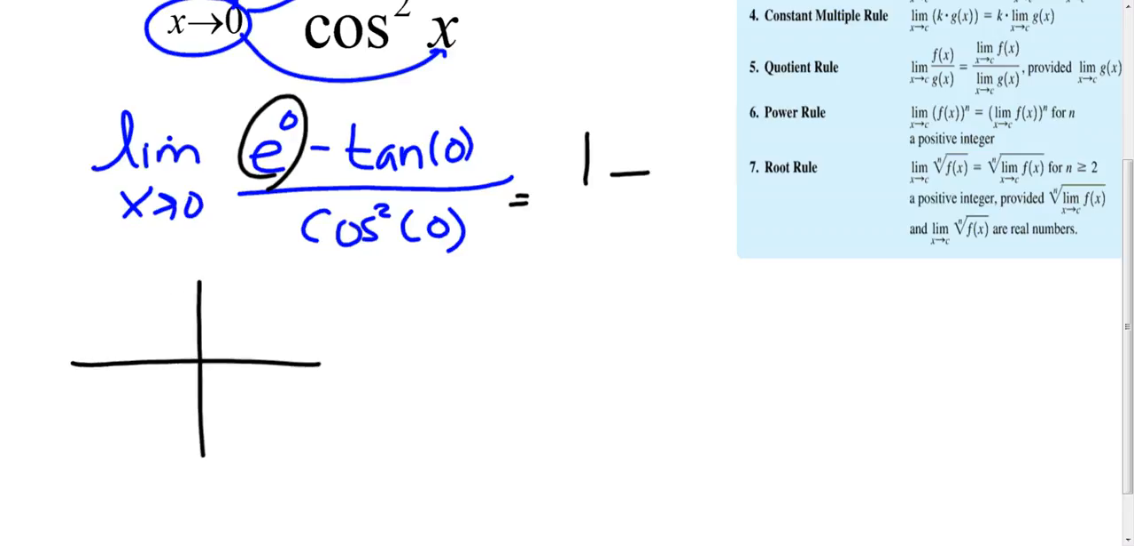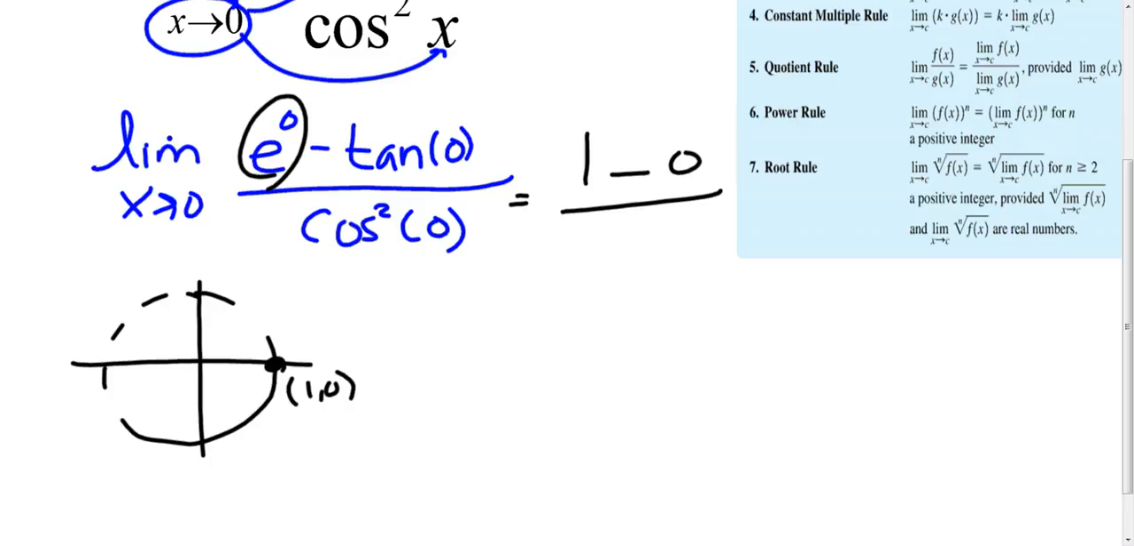Let's think about our unit circle again. Here's where the 0 is again. Your coordinate is at 1, 0. Here we go. Tangent is y over x. So 0 over 1 at 0 degrees is 0. Cosine at 0 is your x value. Your x value is 1. So I have 1 over 1 squared, which again is 1. Okay, so that is that lesson.